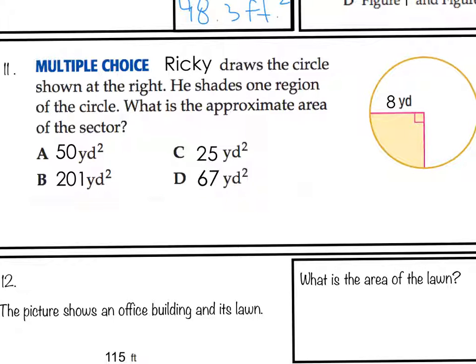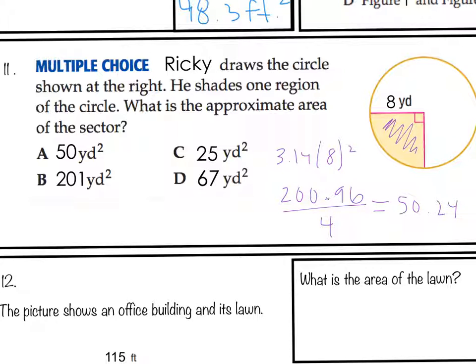So to figure out the area of a circle, I will take 3.14 times the radius, which is 8, and I'll square it. And I get for the area of 200.96, but that's the area of the entire circle. I only want this 1/4 of it right here. So I'll take that answer and divide it by 4, and I get, for my answer, 50.24. So that's 1/4 of my circle, and that's what I want to see that Ricky shades with that one region. So 50.24 is approximately 50 yards squared.